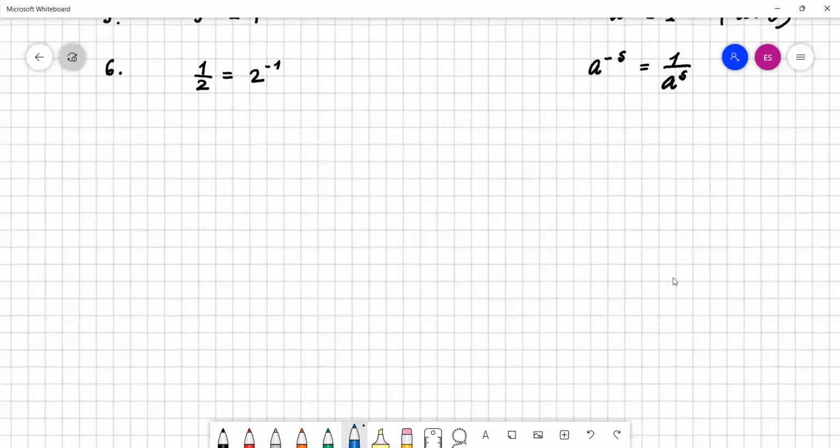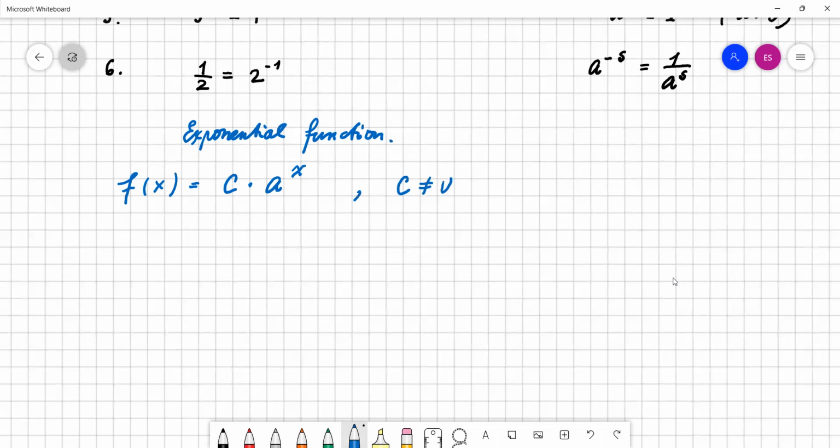So, exponential function. What is an exponential function? It's a function f of x, which is equal to c a to the power of x. What is what here? c is a coefficient, a real number not equal to 0. a is the base of the exponent.